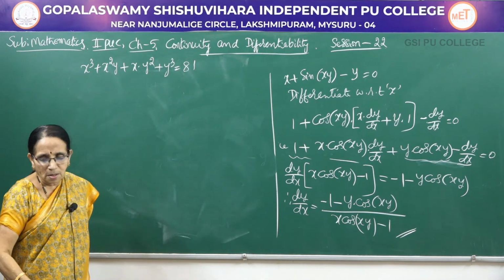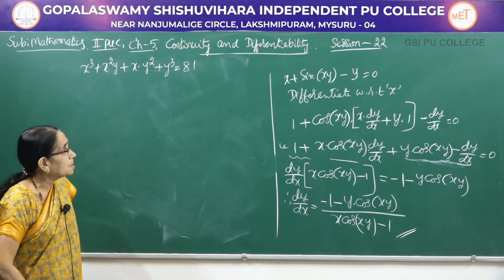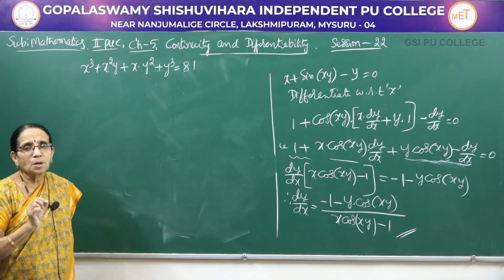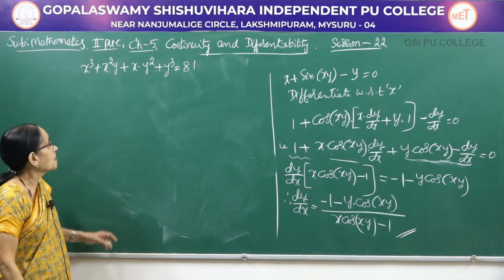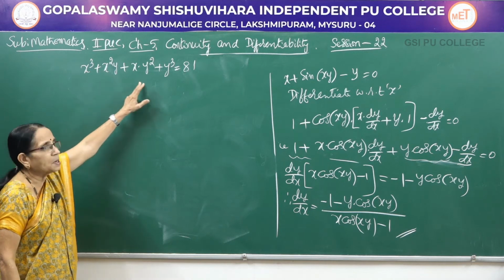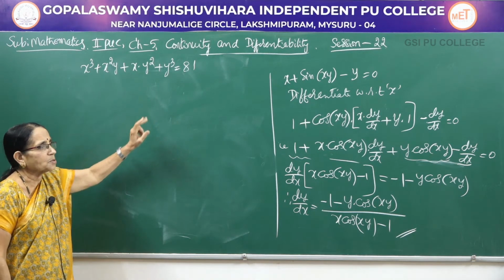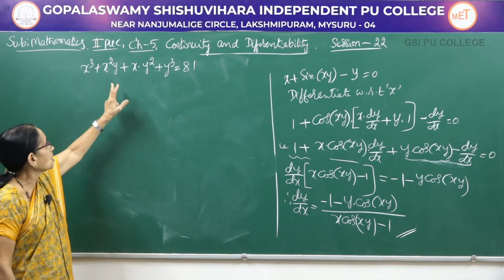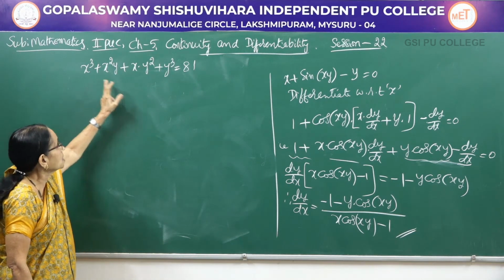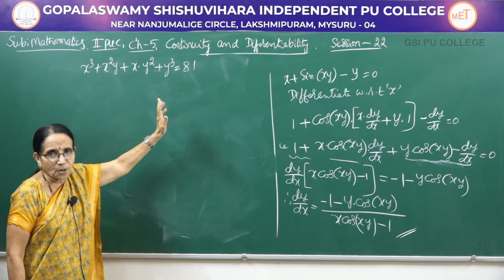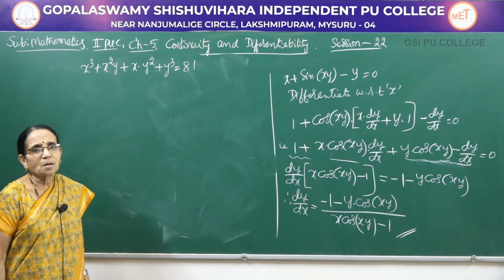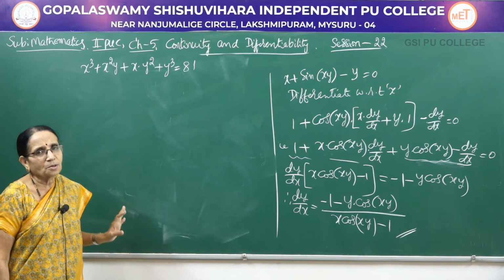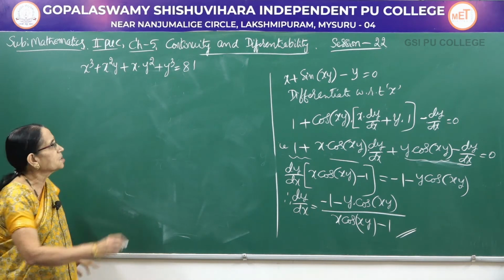Be careful to differentiate this problem, because here the second and the third terms have products. So you have to apply the product rule for both of them. These two individually can be differentiated. The right hand side, being a constant, becomes 0. Okay. So let us differentiate.